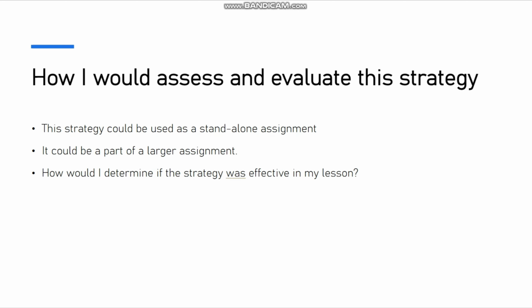So, how would I assess and evaluate this strategy? This strategy could be used as a standalone assignment. Using a Frayer model helps students learn how to research a new concept or reinforce their knowledge on old concepts. They're not just beneficial for instruction, and students can create them anytime to help learn or reinforce concepts. Teaching the skill early can also help them use it in other classes, since it does not just apply to learning vocabulary in biology. It could be a part of a larger assignment as well.